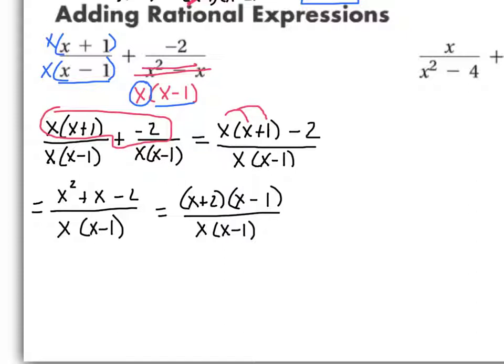Well, now that we have it factored, we can see that we can actually reduce this fraction by getting rid of the x minus 1's. So our final answer is then x plus 2 over x. Please remember that you cannot cancel these x's. You cannot cancel those because this top x is not a factor. It is a term. It's attached by addition, not by multiplication. So our final answer is x plus 2 over x.